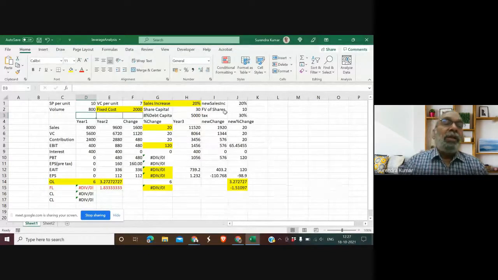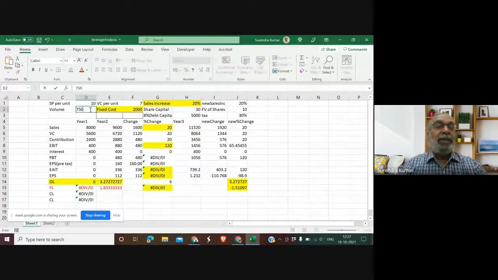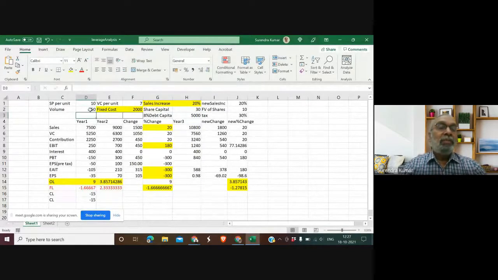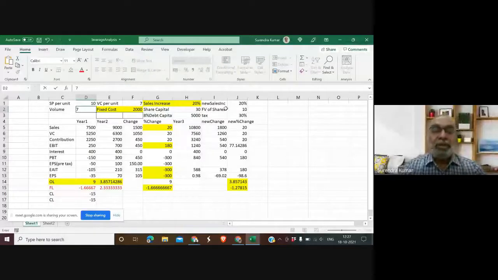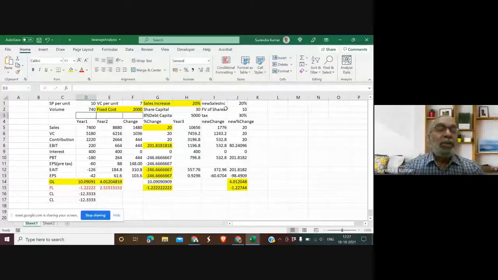So if I change it to 750, see, my operating leverage is very high. Now it has become 9. I still have some leverage, which is positive. And let's say I make it 740. My operating leverage has become 10.